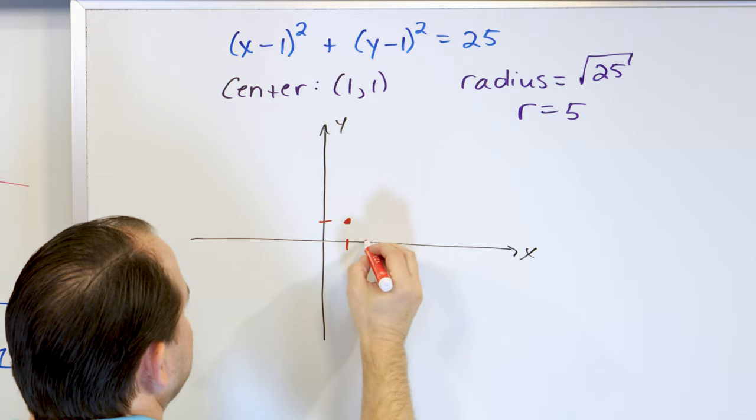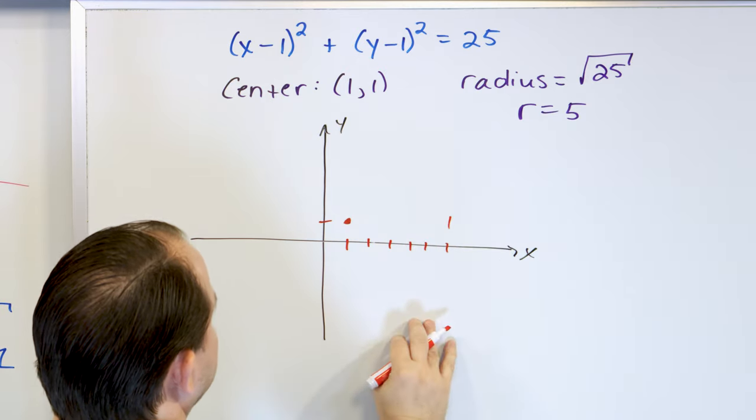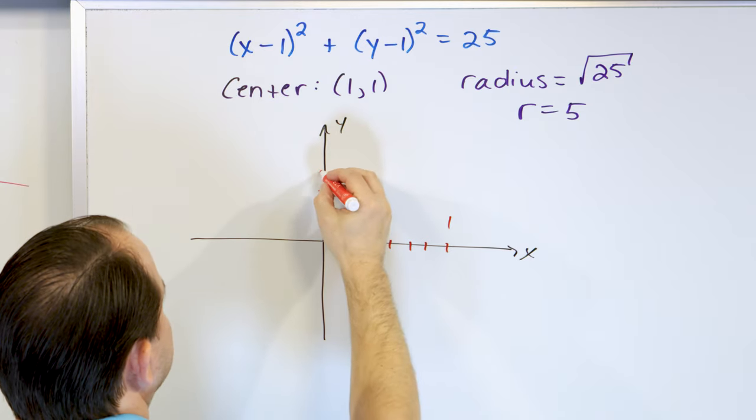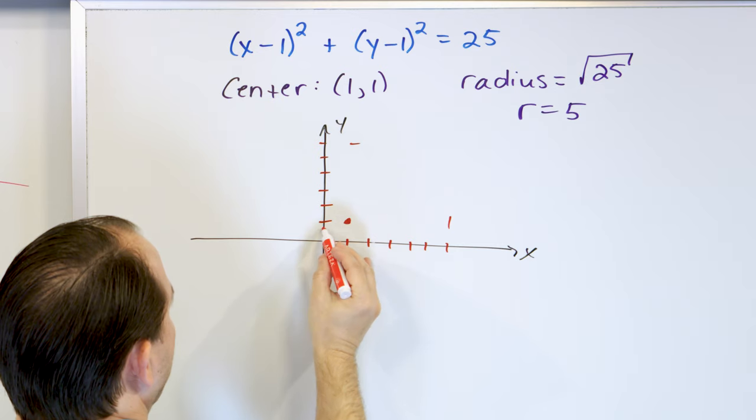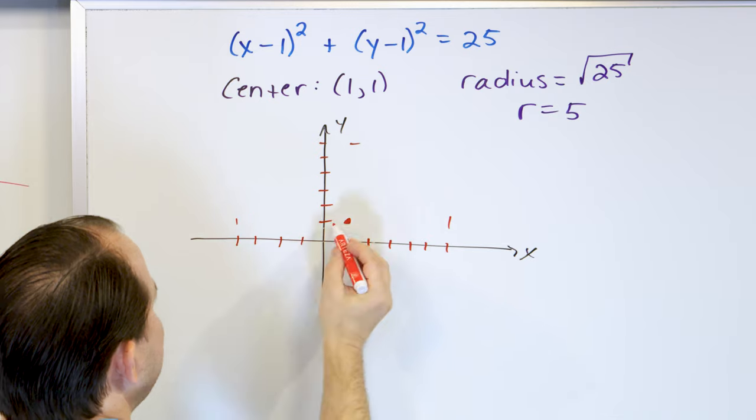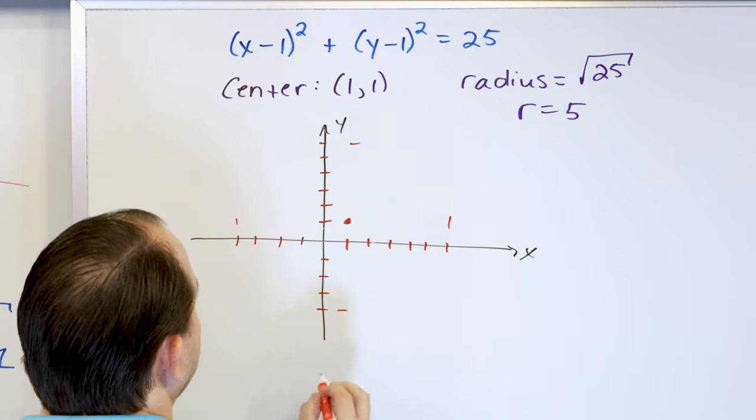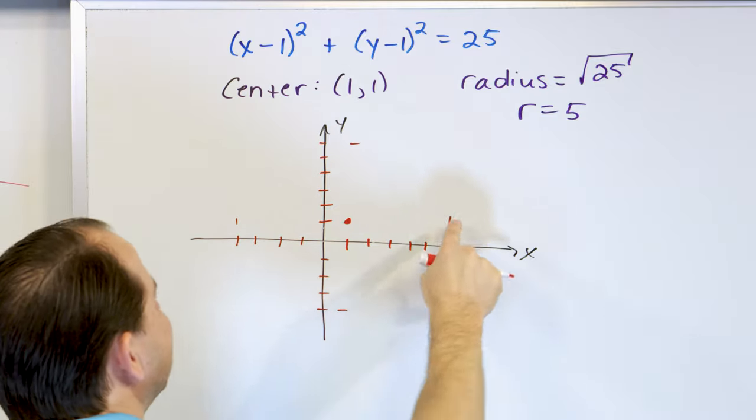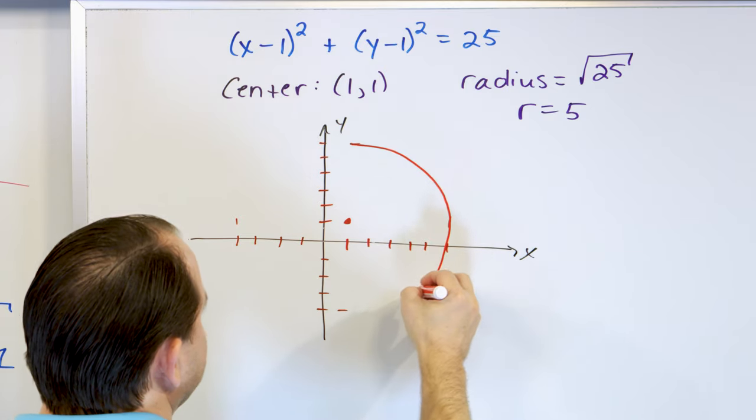Well, you have to be 5 units away. So 1, 2, 3, 4, 5. I'm going to put a little tick mark here. 1, 2, 3, 4, 5. And put a little tick mark here. I need to go to the left 5 units. 1, 2, 3, 4, 5. I'll put a little tick mark here. And then I need to go down. 1, 2, 3, 4, 5. I need to put a tick mark here. I put these little tick marks here because that helps me guide my pencil whenever I am drawing the circle.